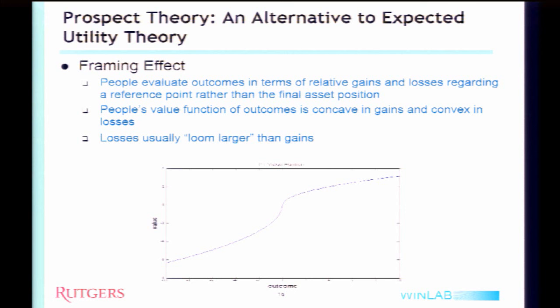This is a simple example plot of the value function. We can see that this value function is concave in the gains region and convex in the losses region. The important thing is that losses usually loom larger than gains. So for the same unit change of the outcome, the value change in the gains region is smaller than that in the losses region.